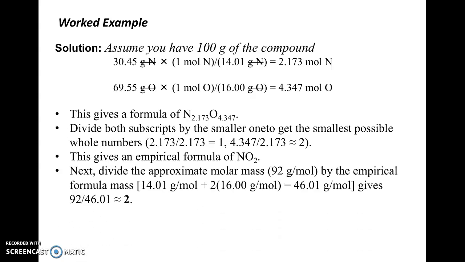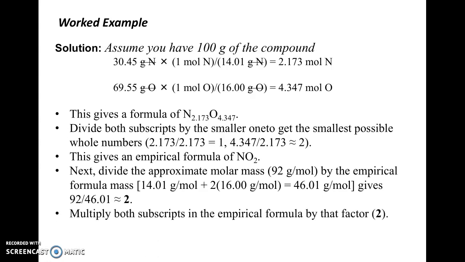With that, you know the approximate molar mass. You calculate the empirical molar mass. It only comes up to 46.01. You divide that into the 92 and you see that you need 2 of those empirical formulas to come up with a molecular formula, and so the formula is N2O4.